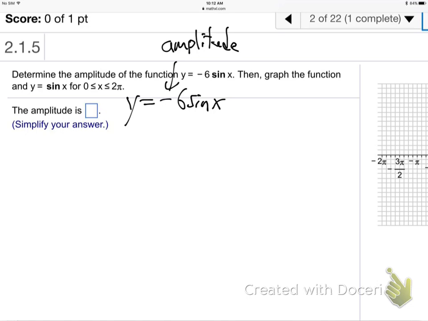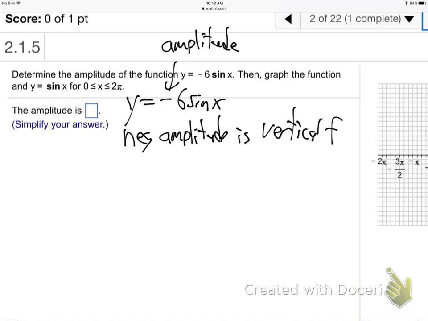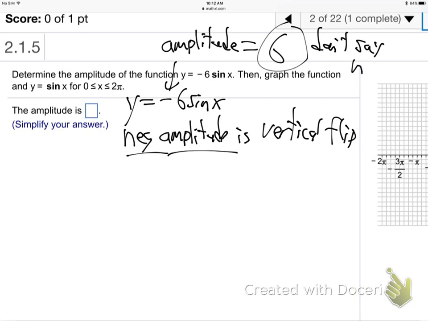So, how do I write it? So negative amplitude is a vertical flip. Amplitude is 6. Again, you don't say the negative, which I think is kind of dumb, but whatever. So you don't say the negative. They just want you to say 6.